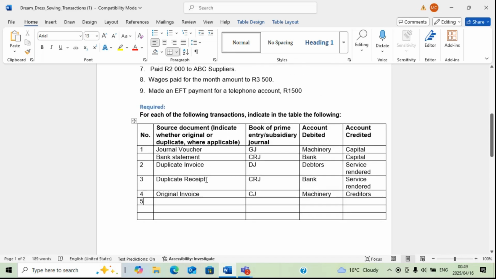So a source document on this transaction is going to be original invoice. It's the same as transaction number 4, where you purchased on credit. So it's going to be original invoice. And then remember, we're going to record in the CJ, which is creditors journal.